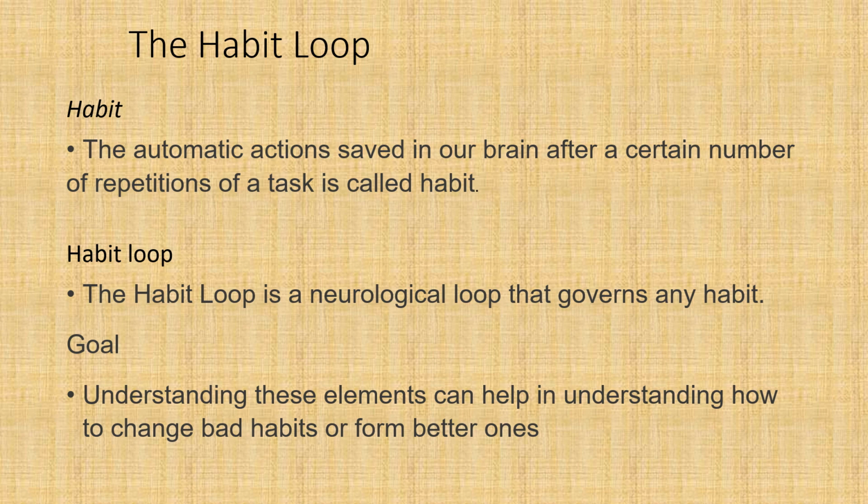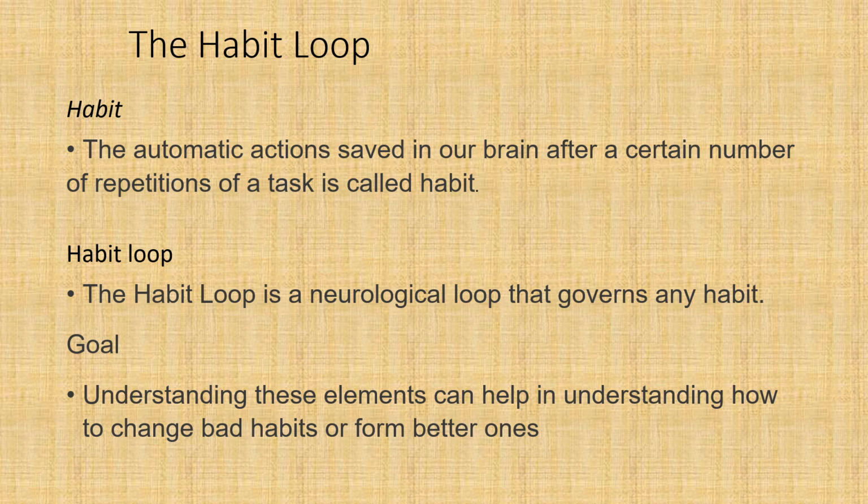So let us go on and first define what is really a habit. Habit is actually an automatic action saved in our brain after a certain number of repetitions of a particular task. So this basically implies that after we do some task many times, then after some time it becomes so automatic to us that we don't need to think any longer about it, and we can perform all the actions or we remember what to do next. So it's basically the muscle memory which we may talk about in our day-to-day life.